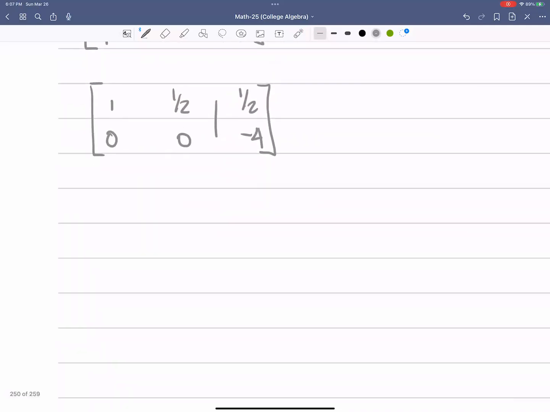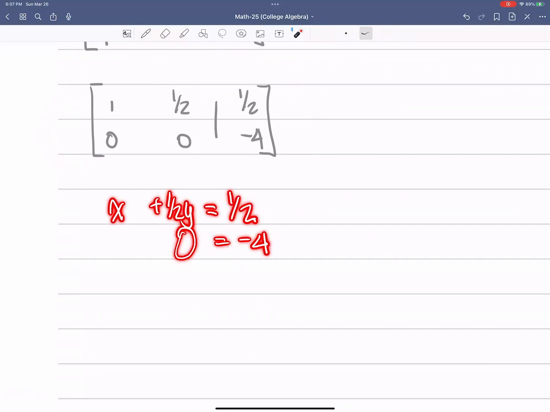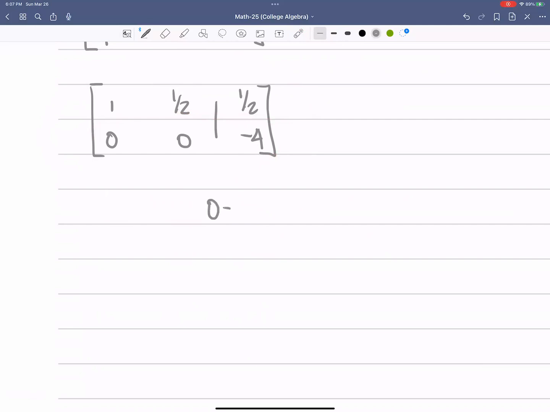Let's take a pause really quick, because if we were to turn this augmented matrix into our system of equations, what we would have so far is equation 1 is going to be x plus 1 half y is equal to 1 half. And then we have 0 is equal to -4. This bottom part is the part that's concerning, because what we have there is 0 is equal to -4. 0 will never equal -4. So here we would have no solution, or we could call this inconsistent.